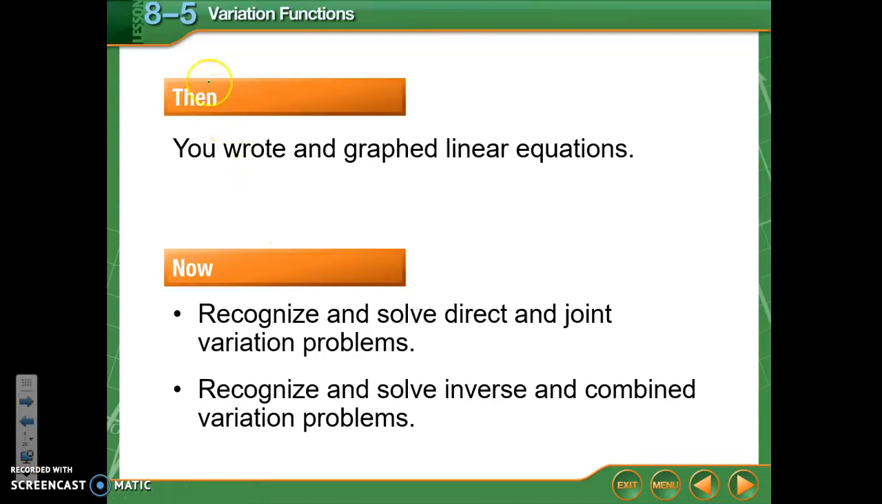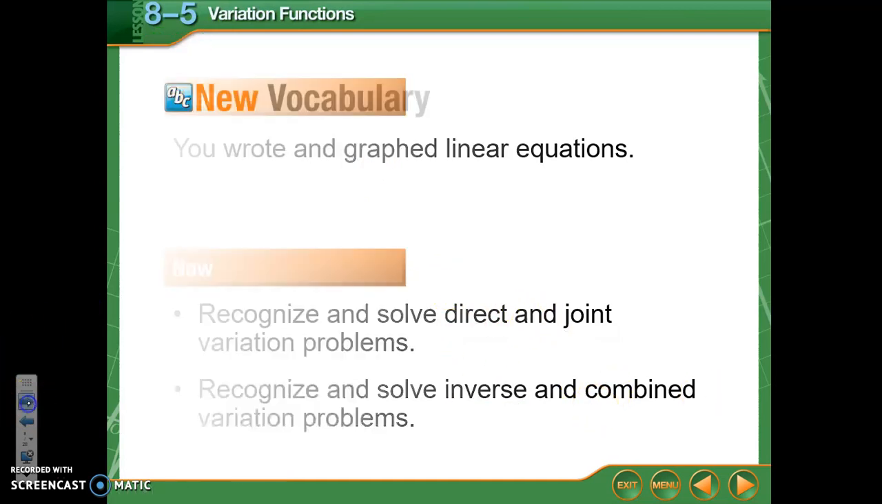All right, hello again. It's time for the fifth section of chapter 8. We're going to see in this section something called variation functions. It will seem a little bit like a departure from what we've been doing, but the connection here is that an inverse variation is basically a kind of reciprocal function, or a specific kind of rational function. Other than that, we're going to see direct variation and joint variation. So we're going to see three different kinds of variation, and then we'll see some problems where they are combined.